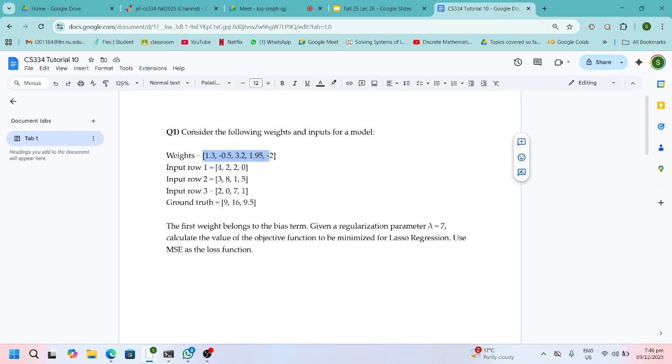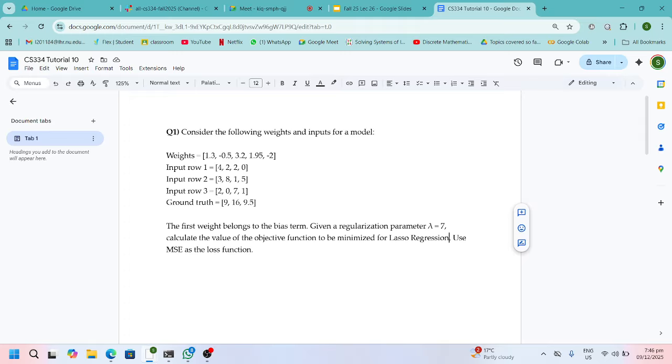You will observe कि weights आपको 5 दिए हुए हैं, even though inputs के अंदर आपके पास 4 values हैं. So this is what you're also told, that the first weight belongs to the bias term. You are given the regularization parameter as 7, and you're going to calculate the value of the objective function to be minimized for lasso regression.